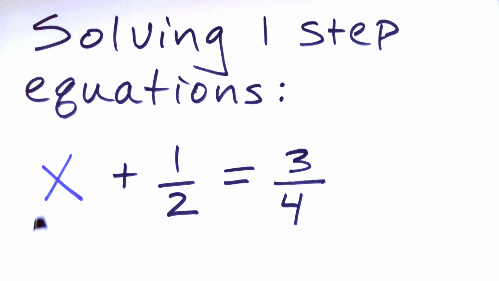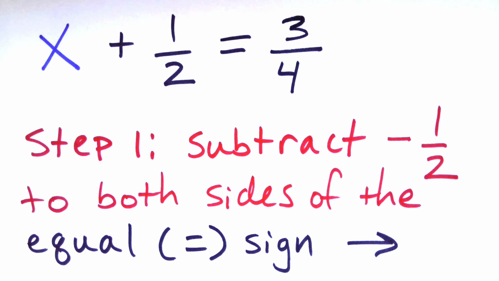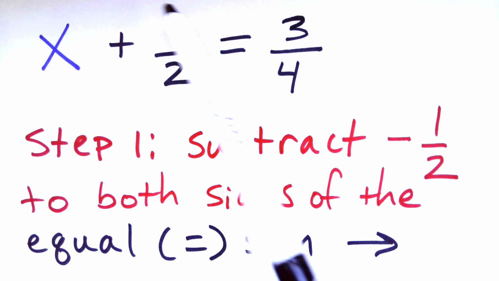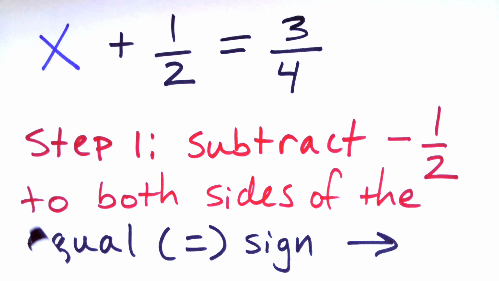Hey, let's get started. We got x plus 1/2 equals 3/4. What's the first step we want to take to getting x all by itself? All right, so the first step is to turn that 1/2 into 0, right? So step 1, we're going to subtract 1/2 from both sides of the equal sign, right? So 1/2 plus a negative 1/2 is 0. But what I do to the left side, I got to do to the right side. Let's see what that looks like.